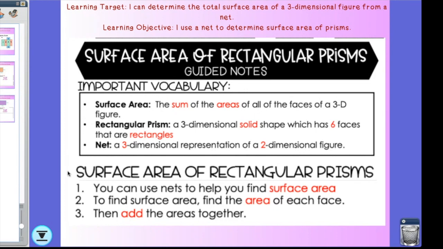In order to calculate the surface area of a rectangular prism, here are a few steps. You could use the net to help you find the surface area. To find the surface area, you're going to find the area of each face. Then you're going to add all the areas together to calculate the surface area.